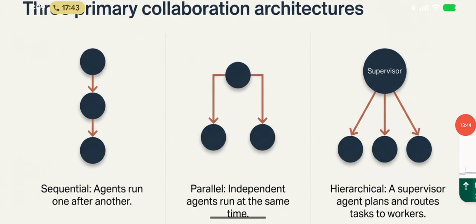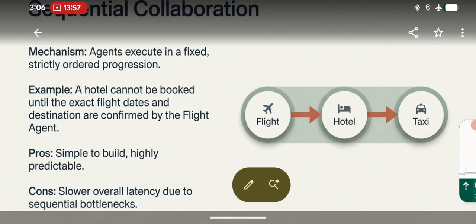Okay, so the same solution can be implemented in different ways: sequential, parallel, and the supervisor way. In a sequential way, the flight booking is done, then the hotel booking and the taxi. It is simple to build and predictable. If the hotel booking fails, the taxi booking is still pending, so we need human intervention. Once the hotel booking is done, the taxi should get done automatically.